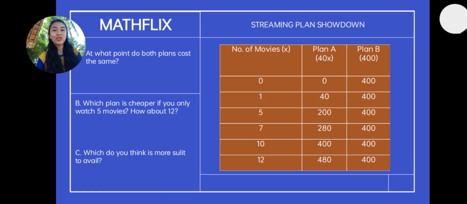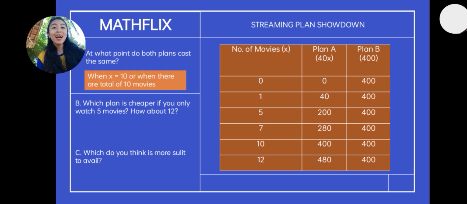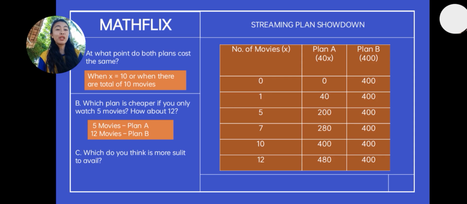Given that information, let's try to answer the following questions. At what point do both plans cost the same? Correct, we have x is equal to 10, or when the total number of movies watched is equal to 10. What about which plan is cheaper if you only watch 5 movies, and what about when you watch 12 movies? Brilliant observations. When watching 5 movies, plan A is cheaper, and when watching 12 movies, plan B is cheaper.